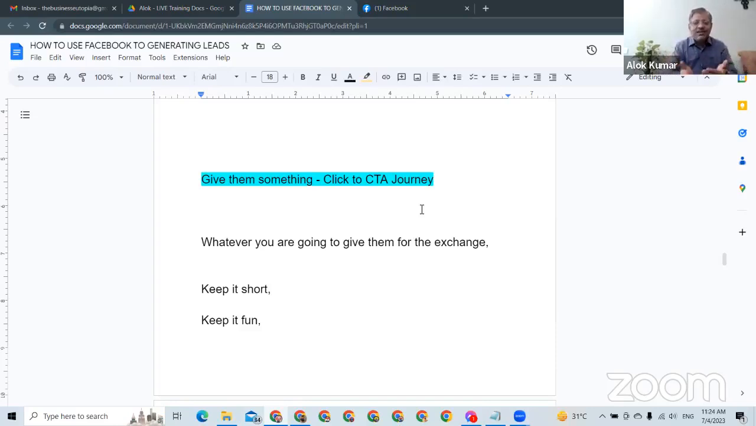Otherwise, they'll see it, read it, and go back to their work. What do you want them to do? So a CTA is a must. Whatever you are going to give them in exchange, keep it short, keep it fun, right?